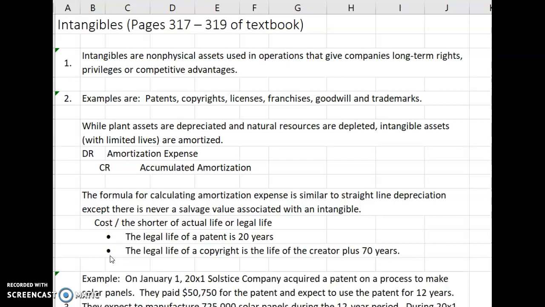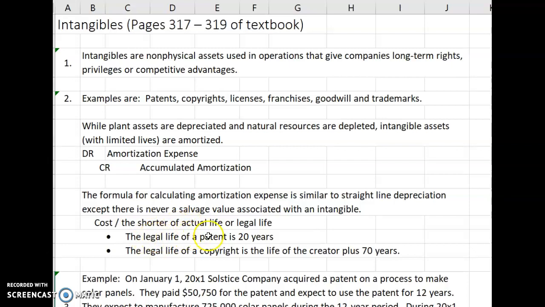The following formula is used to calculate amortization expense. It is very similar to straight line depreciation, except there is never, ever, ever a salvage value associated with an intangible. Use this formula always when you're calculating amortization expense on an intangible. Cost divided by the shorter of the actual life or legal life. That's cost divided by the shorter of the actual estimated life or the legal life.